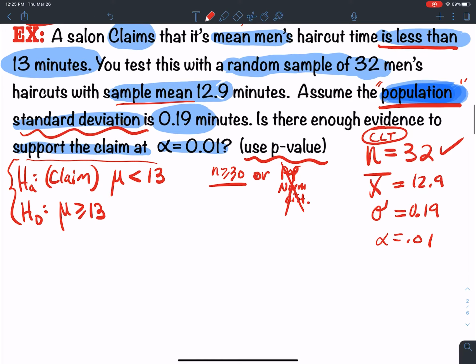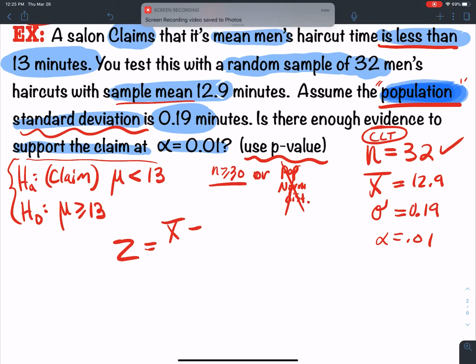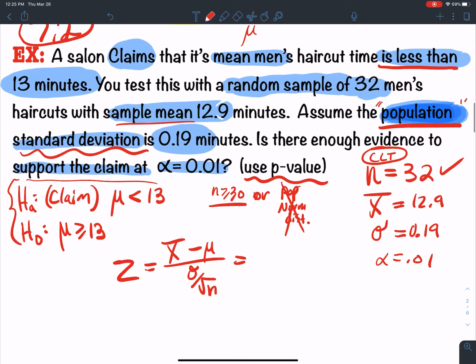What does the z-test say to do? I need to get the standardized test statistic. That's z. That's the z-test: x bar minus mu over sigma divided by the square root of n. Who are my players here? X bar right here, 12.9, minus mu. What was mu? The claim is that it's less than 13 minutes. So if it's 13 or greater, that's the H0, and we're saying less than 13, so we go to that extreme value of 13 for our mu.